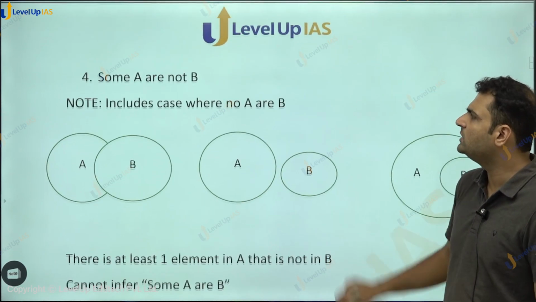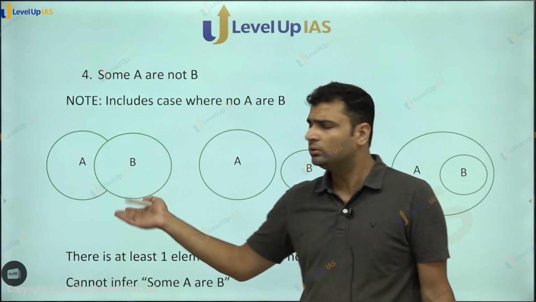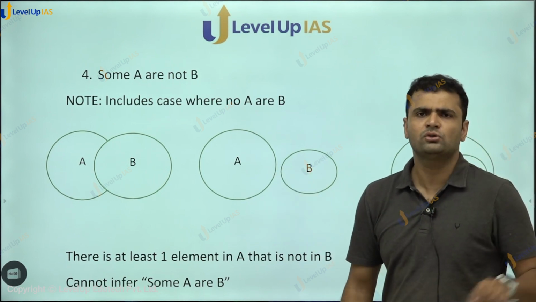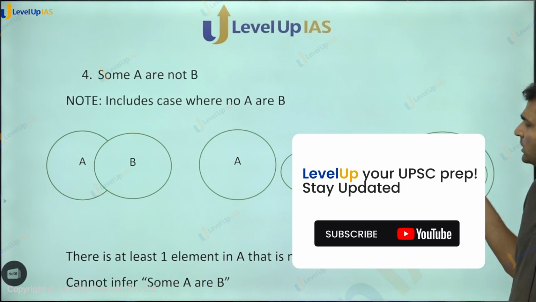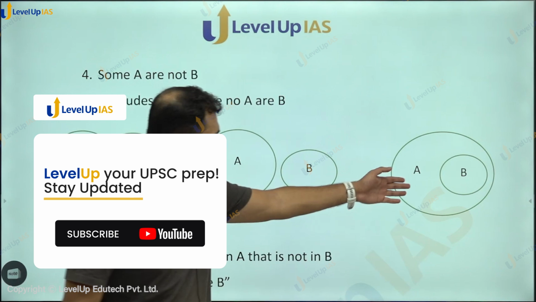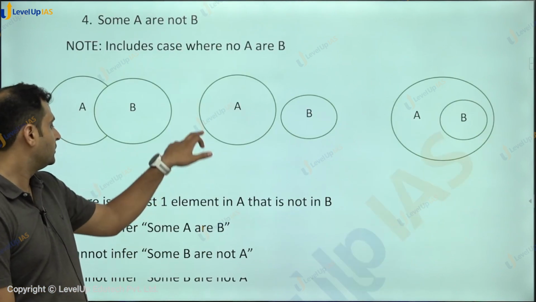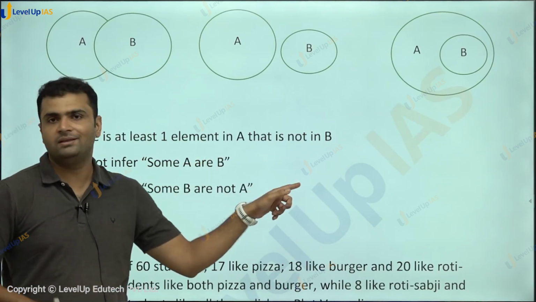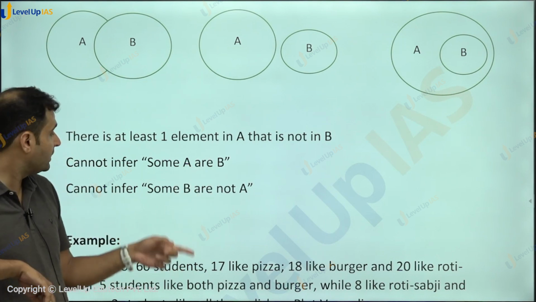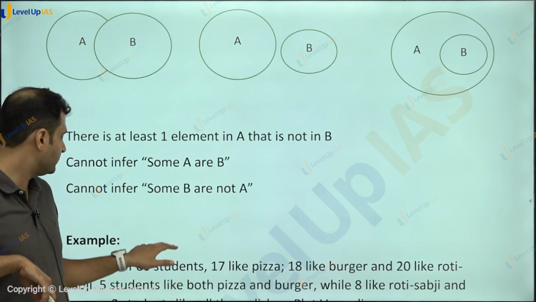Next, some A's are not B's. Some A's are not B's means there is at least one element which is not common. So this is true. This is also true. Here no element is common. What we want is at least one element is not common, so all elements can be uncommon. Here it is also true: some A's are not B's. Outside B there is A, but B can be completely inside A, no problem. All B's are A's, but some A's are not B's. That is true in all these cases. Basically, there is at least one element in A that is not in B. That is what we mean by this. We cannot infer some A's are B's. We cannot infer some B's are not A's, etc. So these things we cannot infer based on this.